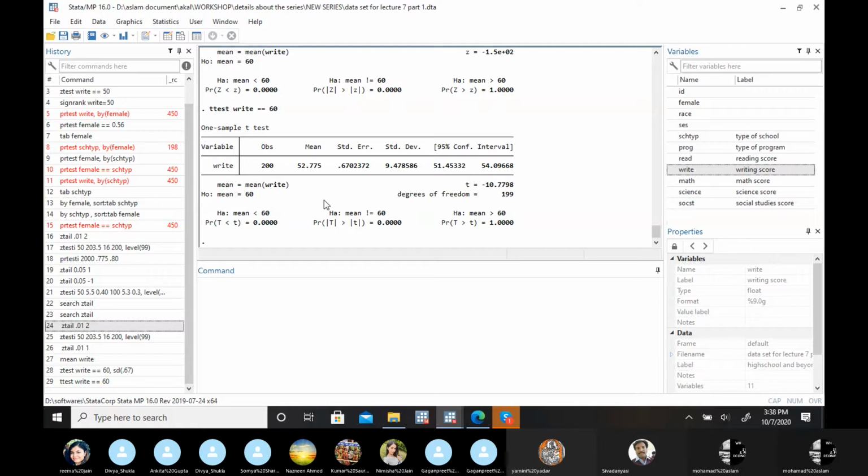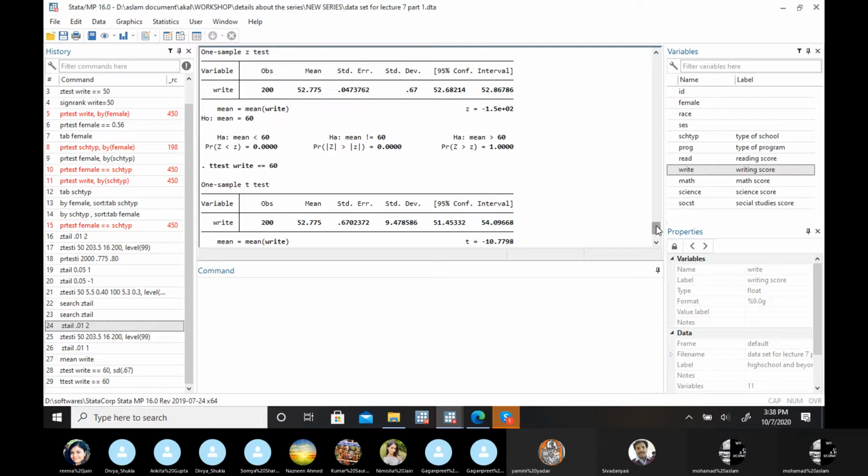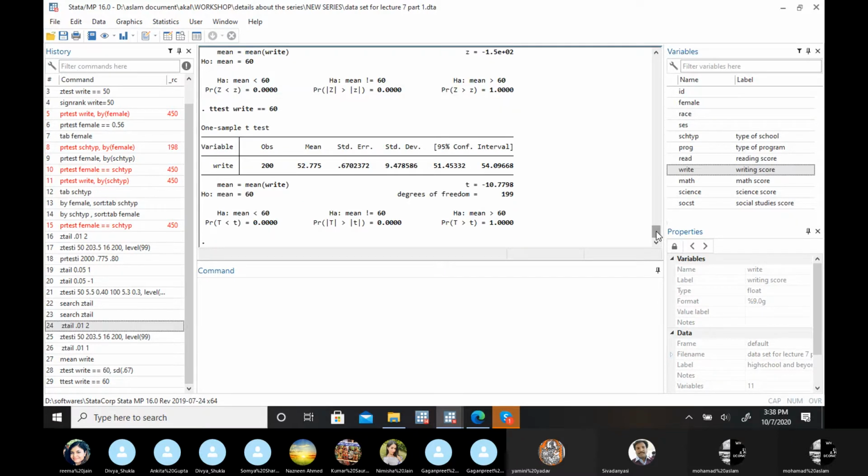The only difference lies here: this t statistic value is different from the z statistic value, because z is used with the population standard deviation and t is used with the sample. So here the degree of freedom comes into the picture. Although the results remain the same and we are going to reject the null hypothesis, the statistic value will differ. Many textbooks say use the t statistic if you don't know the population standard deviation.